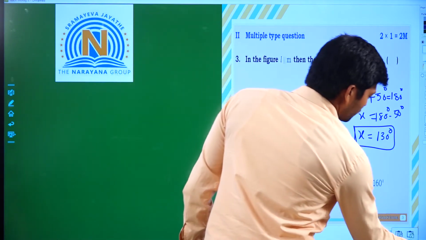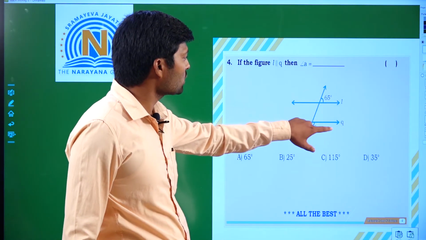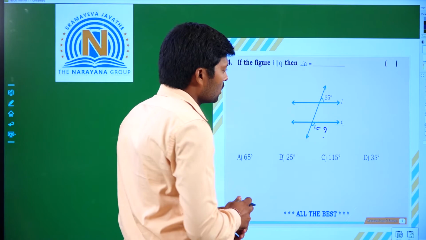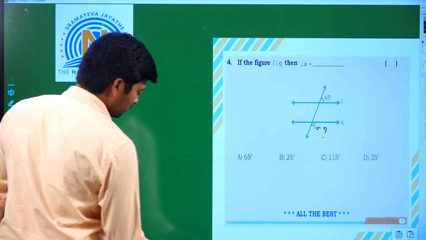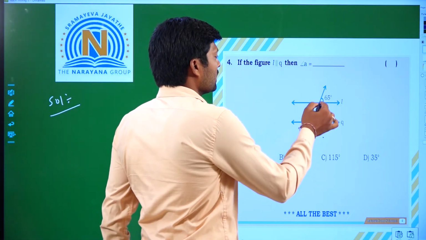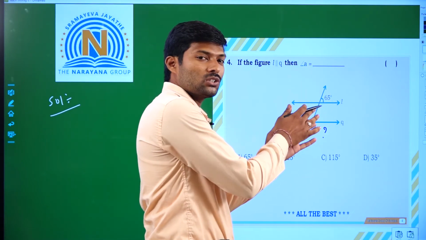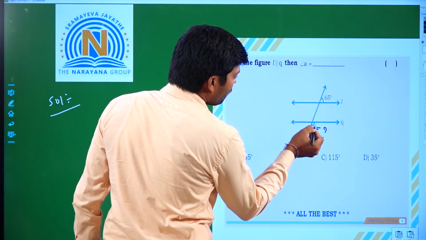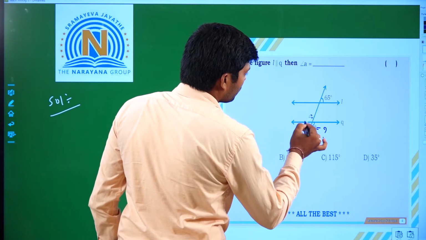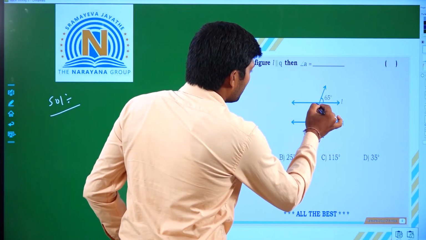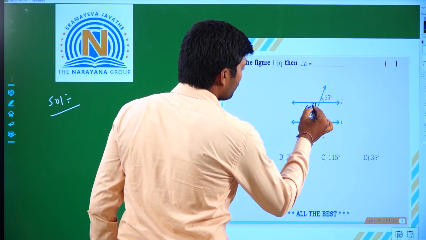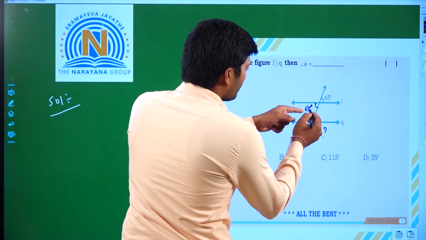Let's go for the next question. If in the figure L and Q are both parallel to each other, then what is the value of A? From this figure, I can say these two are exterior angles. In order to find the value of A, these two angles are equal, and these two angles are also equal. These two are vertically opposite angles, so this angle will become 65 degrees.